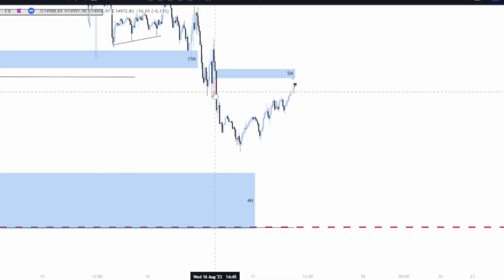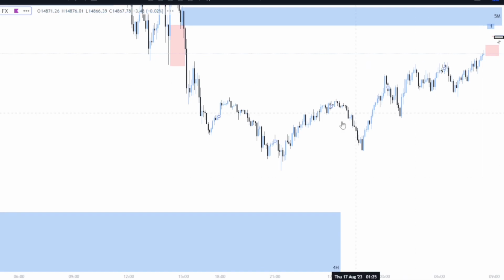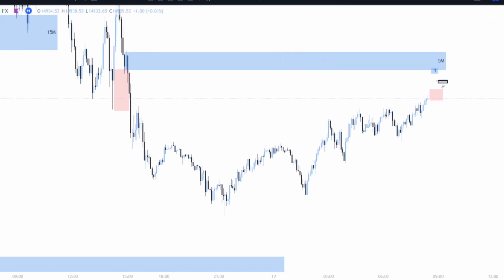So what I have here is NAS 100. I feel like the best thing to do right now is hop on the higher time frame. We're on the 15-minute right now.